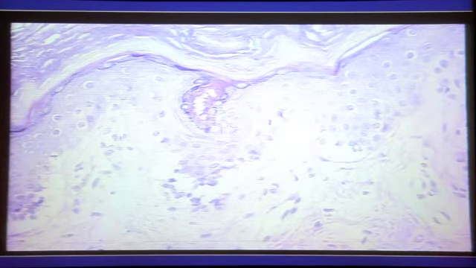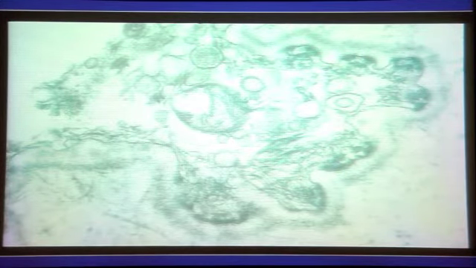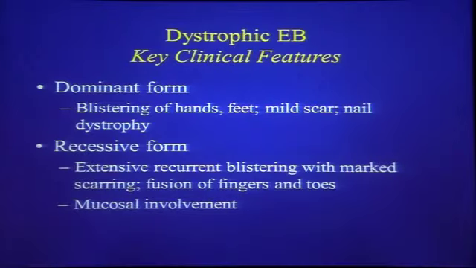Again, you look at this under the microscope, the cleavage occurs actually in the basal cell layer itself. So notice there's a normal basal cell here that's kind of sheared within the cytoplasm. So this is the way to diagnose EB simplex. And then if you do electron microscopy, you can see these clumped tonofilaments here. So that's very characteristic of that.